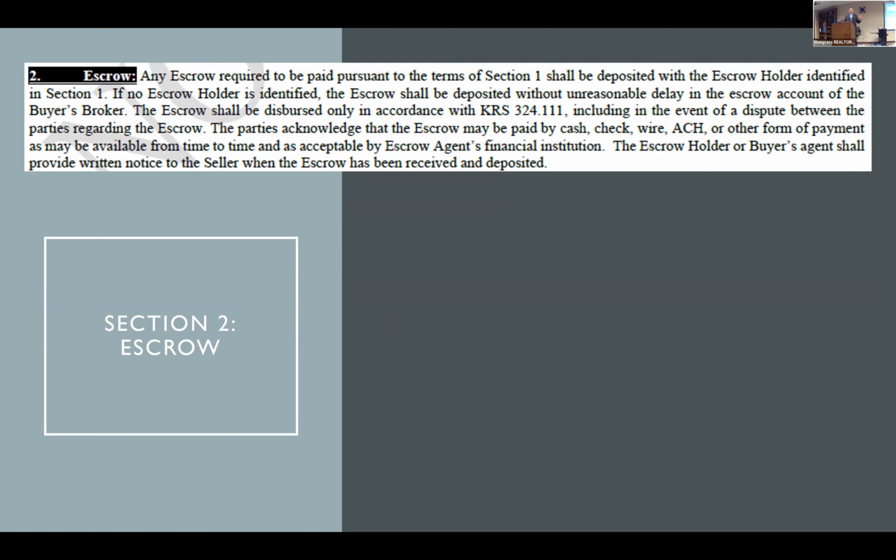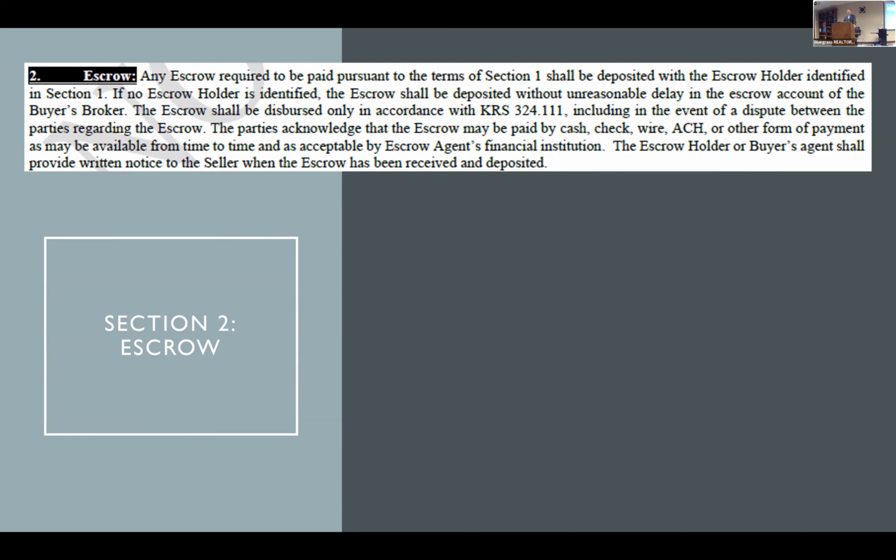What happens immediately after you execute a document? You pay the escrow. So you see immediately we're trying to set up the contract flow so it's going to flow in the chronology of a normal real estate deal. Again, we've identified the escrow holder here instead of the broker, and the law provides, and this contract provides, that escrow has to be deposited without unreasonable delay into the escrow account of the buyer's broker if no escrow holder is identified. So again, a default term. You don't identify an escrow holder in Section 1, the buyer's broker is automatically the escrow holder under this section.